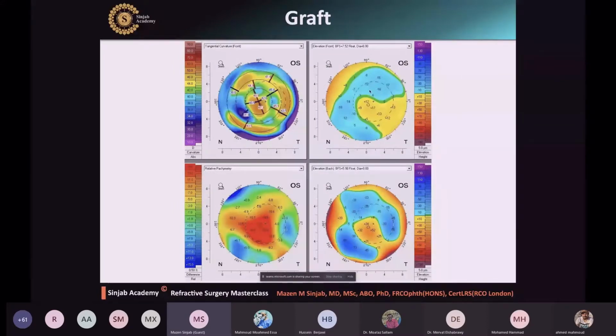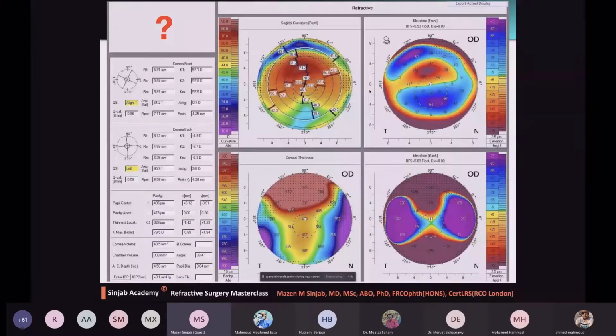And what about this? What do you think? Some people may think this is inverted pellucid marginal degeneration. It is not. Actually, this patient has superior limbic keratoconjunctivitis. So there is a superior limbic pathology. So we have to be familiar with the patterns, and we have to correlate with the slit lamp.